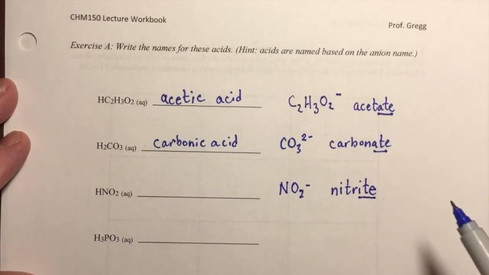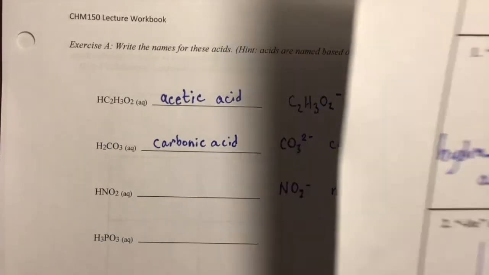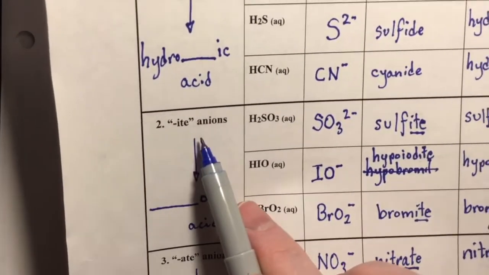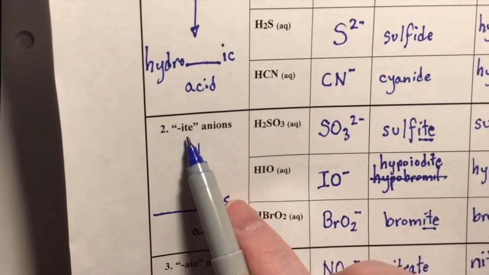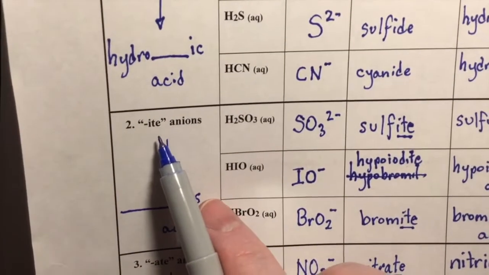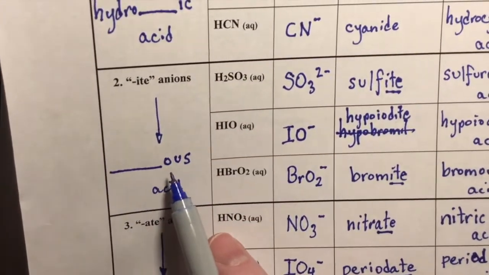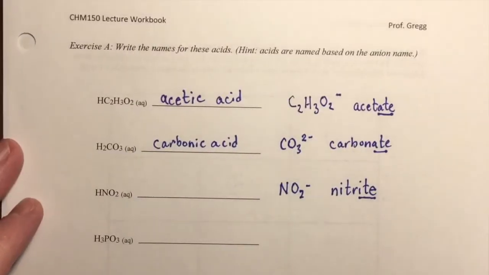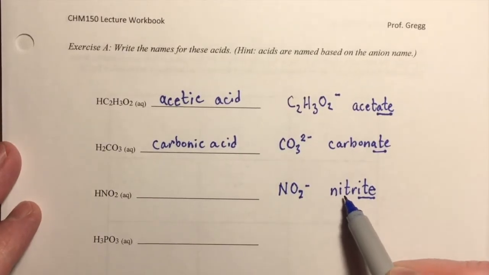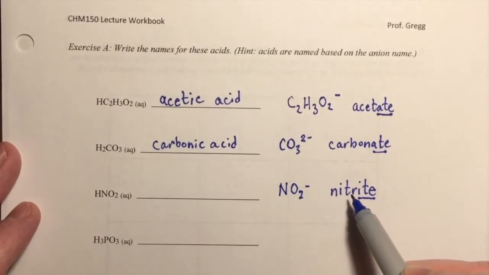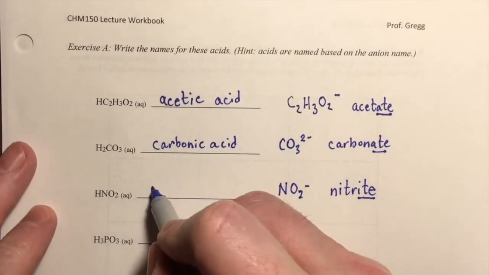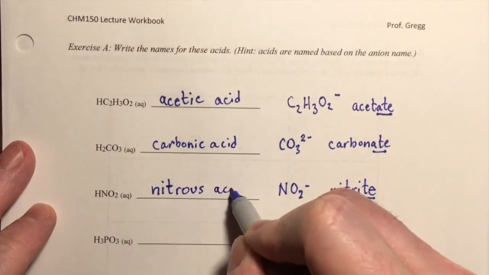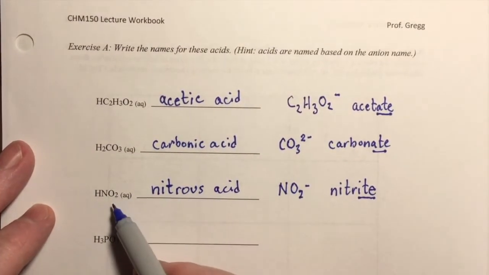The ending is ITE. So this is an example of the Rule 2 acids, the acids that are based on anions that end in ITE. And so the name of the acid is the root word for the anion plus OUS as the ending. The root word for the anion is NITR, niter, and then an OUS ending. So this is nitrous acid.